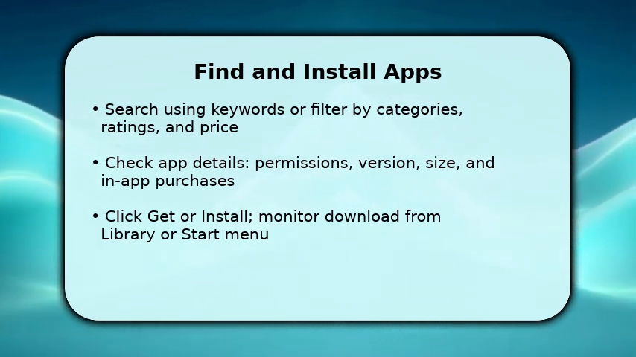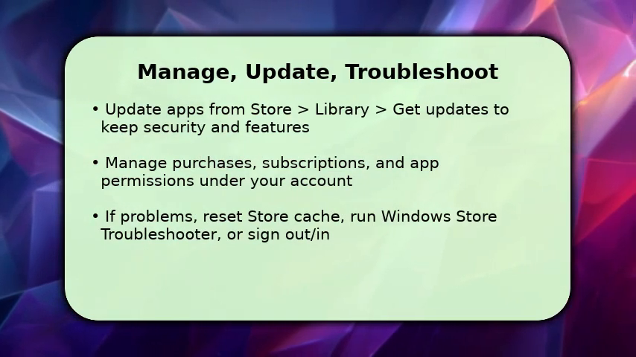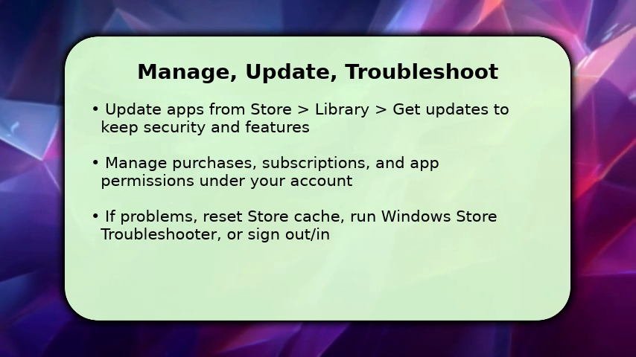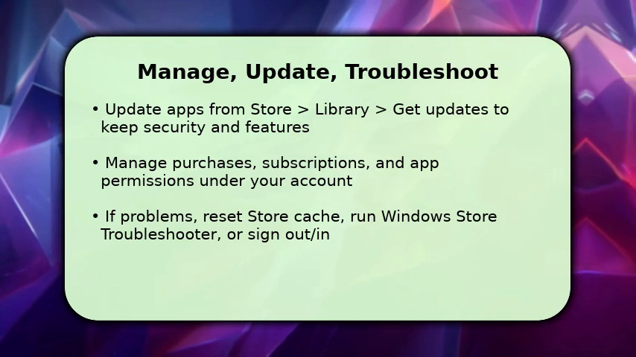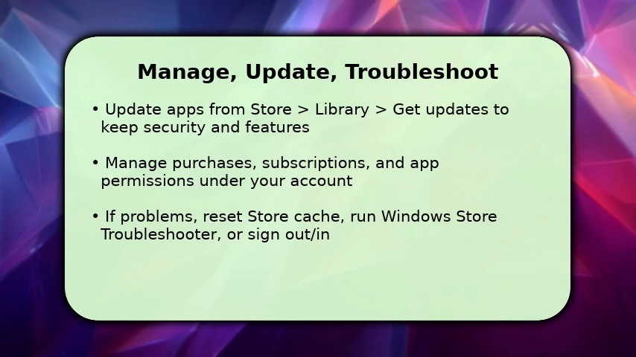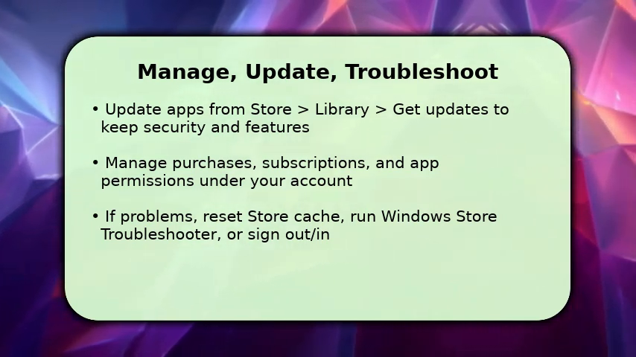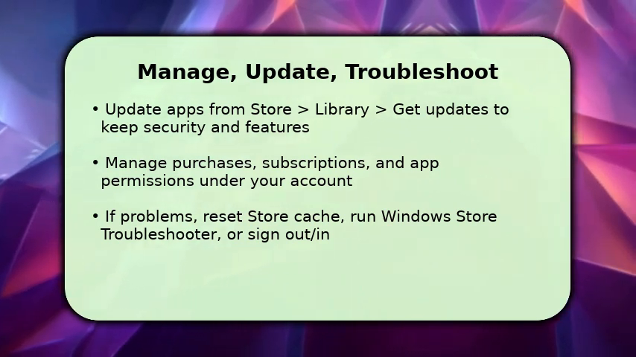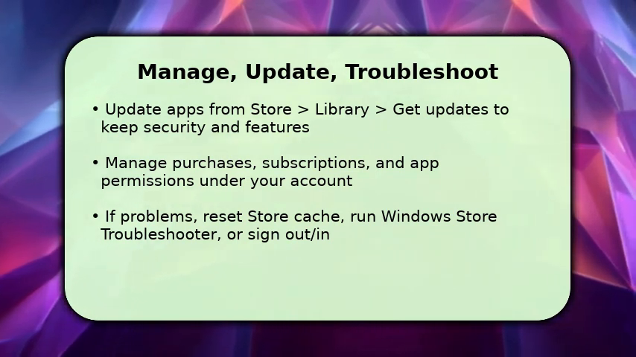Finish by managing and troubleshooting so the store remains reliable. Regularly open Store Library and click Get updates to apply app fixes and new features. This maintains security and performance. Use your account page to review purchases, subscriptions, and payment methods, and adjust app permissions in settings if something feels excessive. If an app won't install or the store behaves oddly, reset the store cache with WS Reset. Run the Windows Store Troubleshooter, and then sign out and back in.